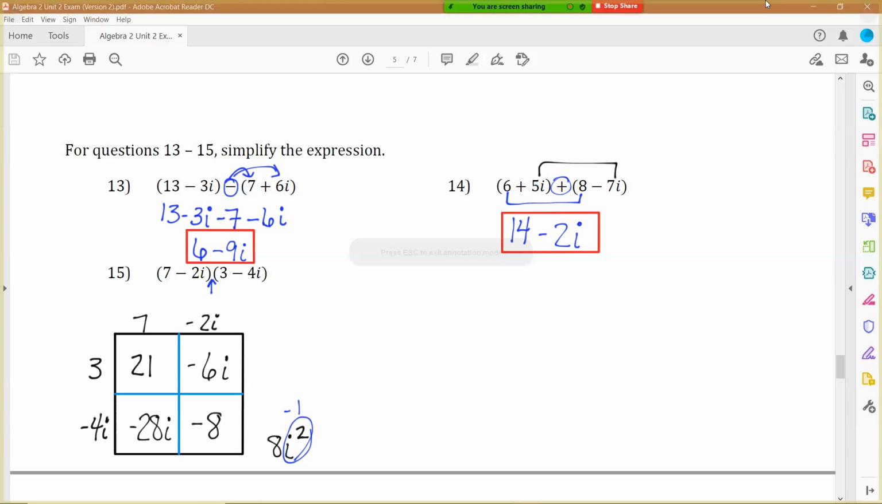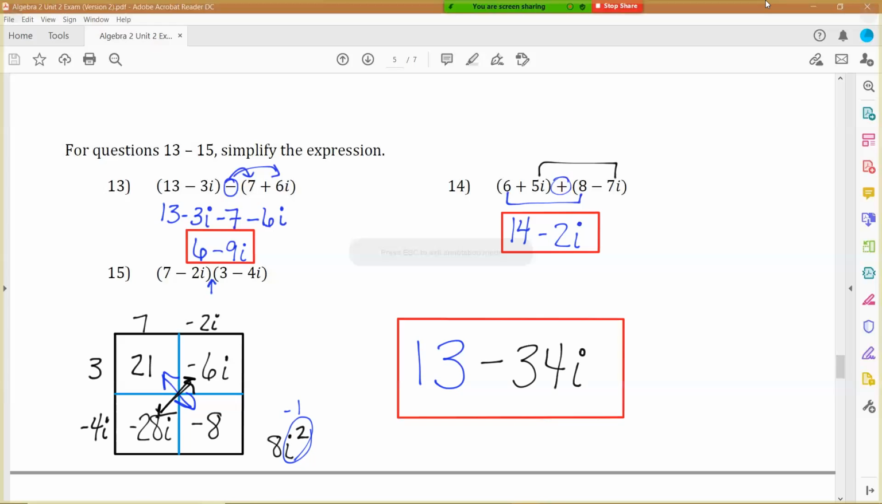And then to get our final answer, we just want to combine like terms. So I'm going to combine these two terms. 21 minus 8 gives me 13. And then I'm going to combine these two terms. Negative 6i and negative 28i combined to give me negative 34i. You should never give me an answer that has i squared in it. So 13 minus 34i would be my final answer. Questions on these?